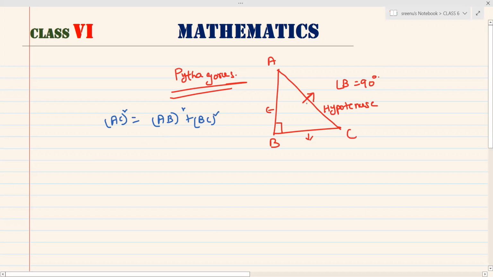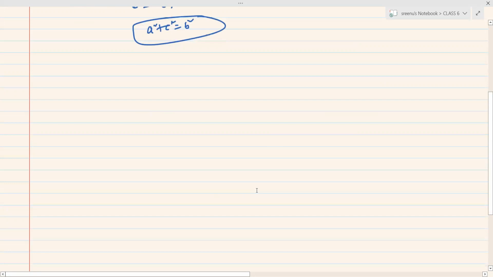So you can take it as B, you can take it as A, and you can take it as C. Let B square be equal to C square plus A square, or A square plus C square is equal to B square. So only it is for right angle triangle. And we have checked Pythagorean triplets also. What are these Pythagorean triplets?